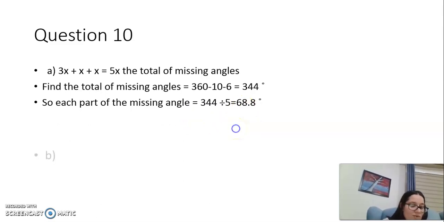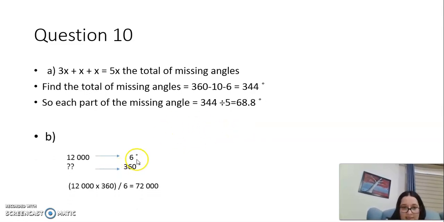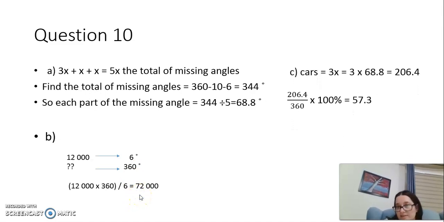Now, we know that there are 12,000 buses, and the bus angle is 6. So what is the total number of vehicles? So 2000 times 360 divided by 6 equals 72 vehicles we have. To find the percentage, we have to find the angle of the car. So 3x equals 3 times 68.8, which is 206.4. So 206.4 divided by the total angle, which is 360, times 100% equals 57.3.